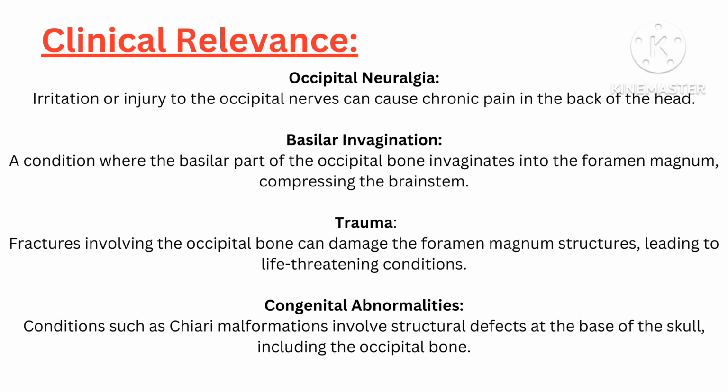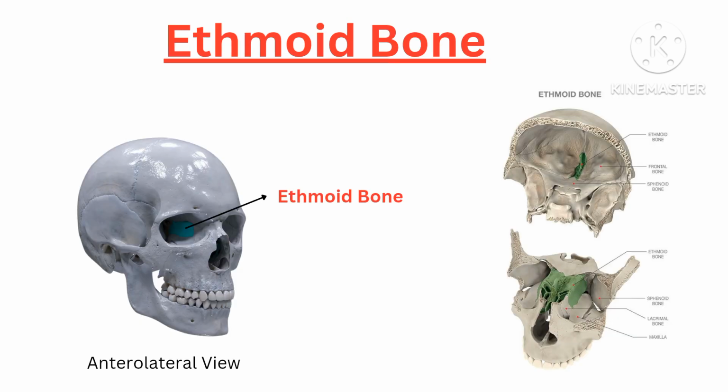That's the end of occipital bone anatomy. Now we are going to discuss ethmoid bone.